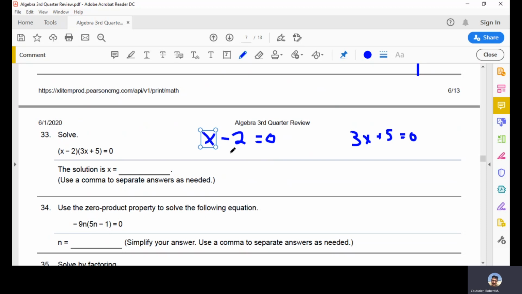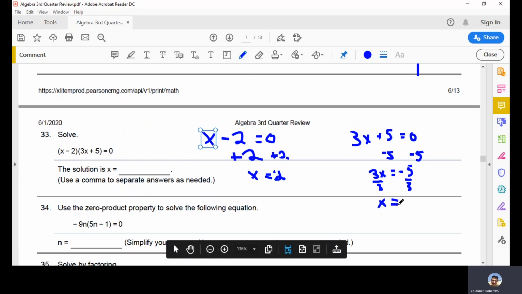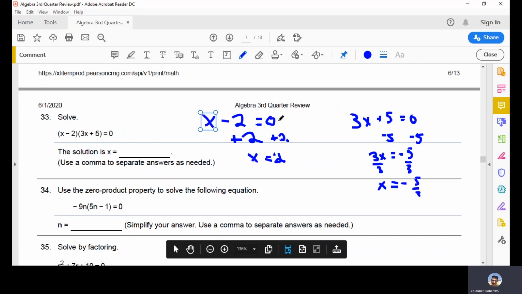Not too bad. All we do is add 2 to both sides. So x equals 2 here. Here you have to subtract 5 from both sides. And we're left with 3x equals negative 5. Divided by 3, divided by 3. So x equals negative 5 over 3. There's our two solutions, 2 comma negative 5 over 3.